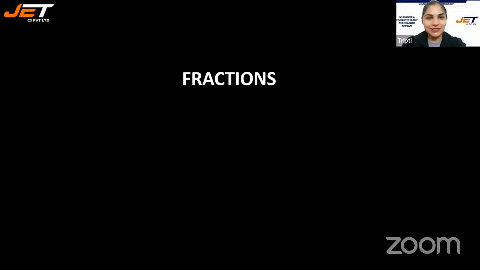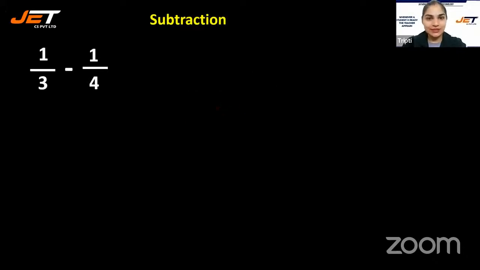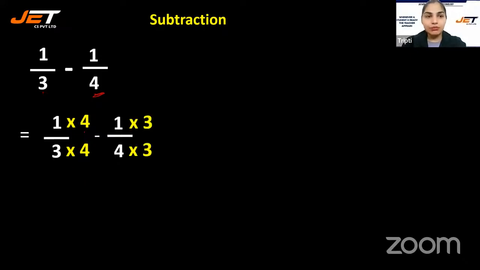Now, let's get back to the topic, fractions. In fractions, we are doing subtraction. 1 by 3 minus 1 by 4. Now, how to do it? What we were doing in addition was, we were making the denominator same by finding the LCM. So instead of the LCM of 3 and 4, what I'll do, I'll multiply the denominator of the second fraction with the first fraction and the denominator of the first fraction with the second fraction in order to make the denominators same, in order to make the fractions like.